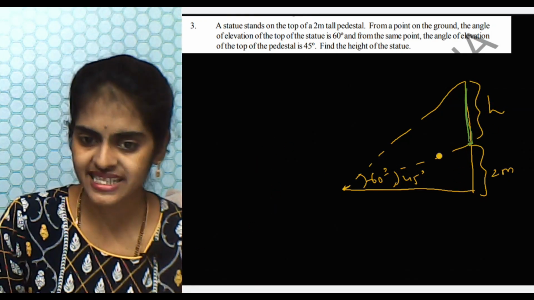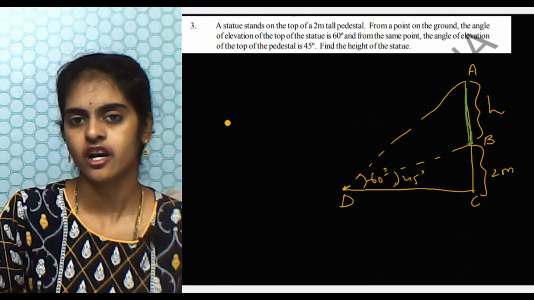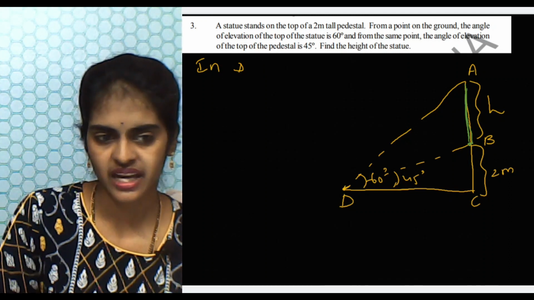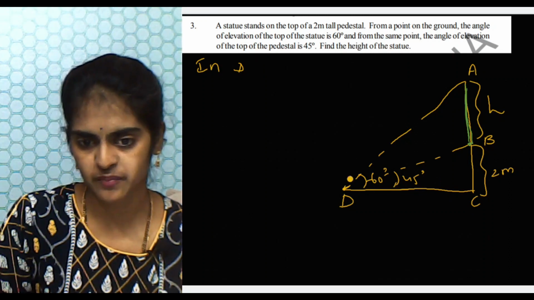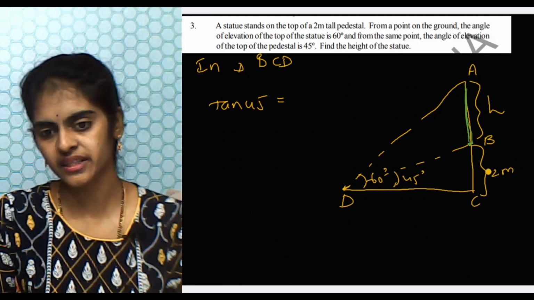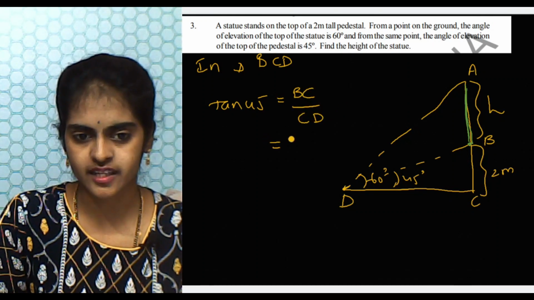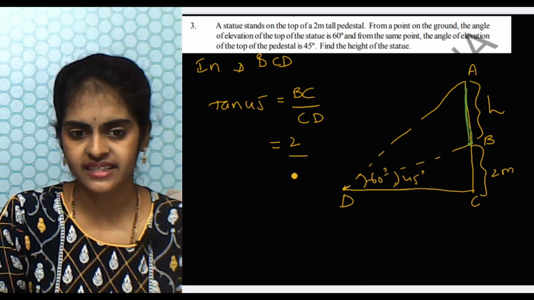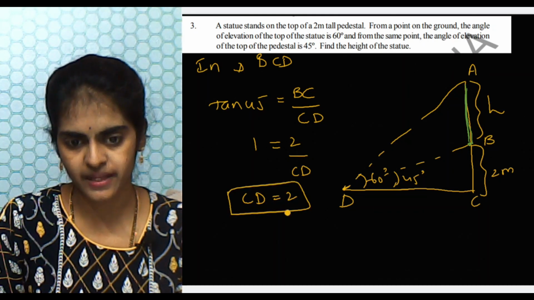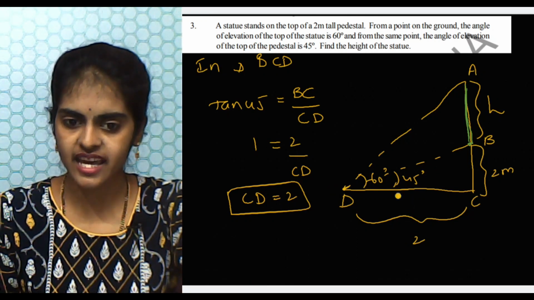So how will you get it? Firstly, let us take this triangle. Let this be A, B, C, D. In triangle BCD, the smaller one, tan 45 is the opposite side BC by the adjacent side CD. So it is 2 divided by CD, which you don't know. Tan 45 is 1, so CD is nothing but 2. Cross multiplying, you get the value of CD. This distance is 2.